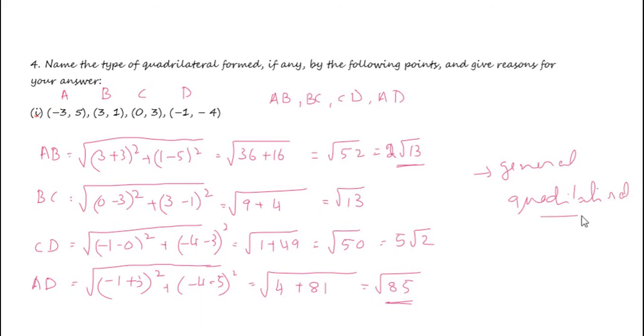We cannot give any specific name to this because the four sides of this quadrilateral are of different lengths. There's one more similar example. We will take this as A, B, C and D. Just like the previous case, we need to find out the sides AB, BC, CD and AD and decide whether this is a special quadrilateral.